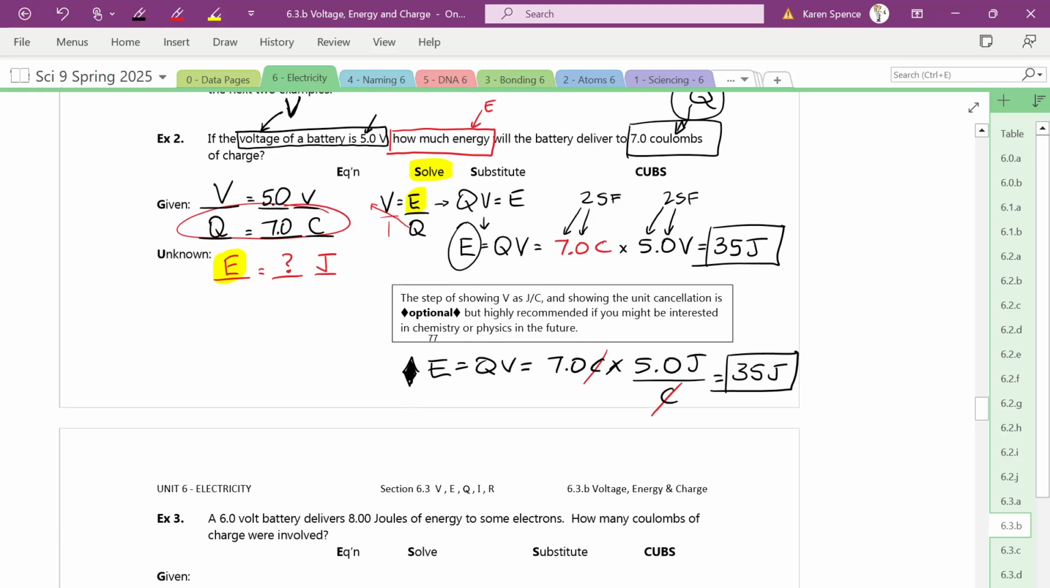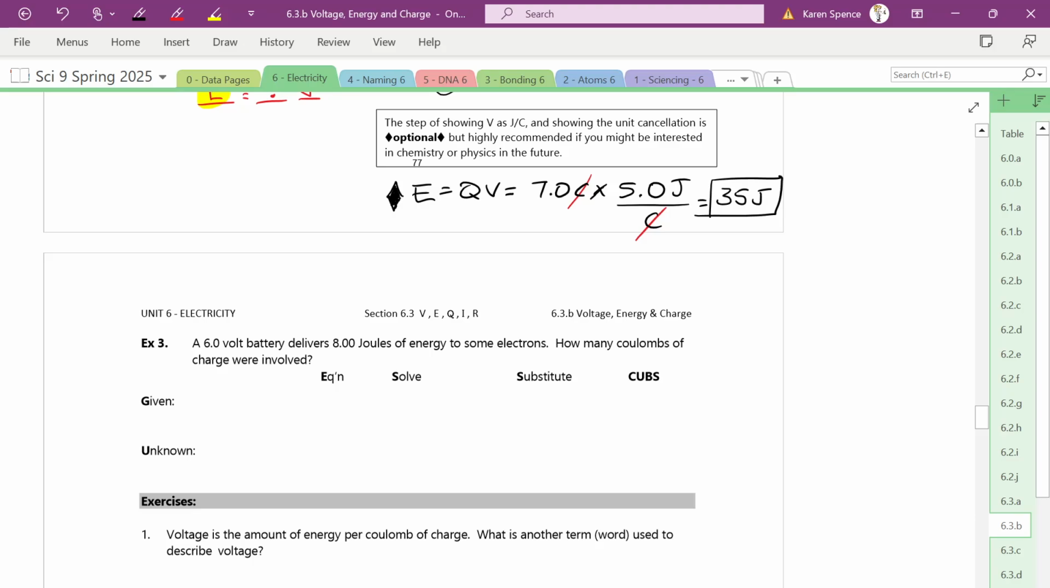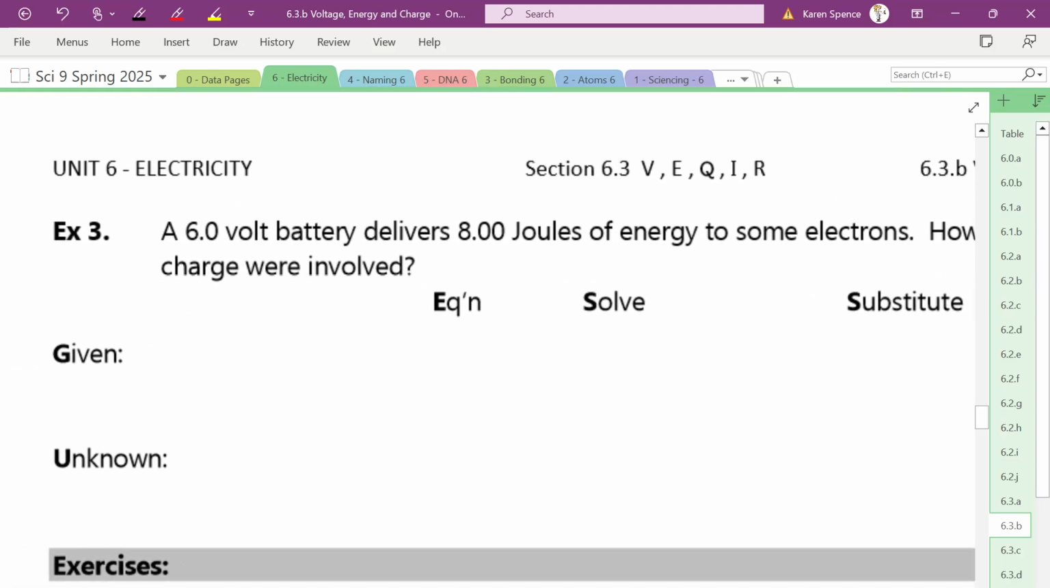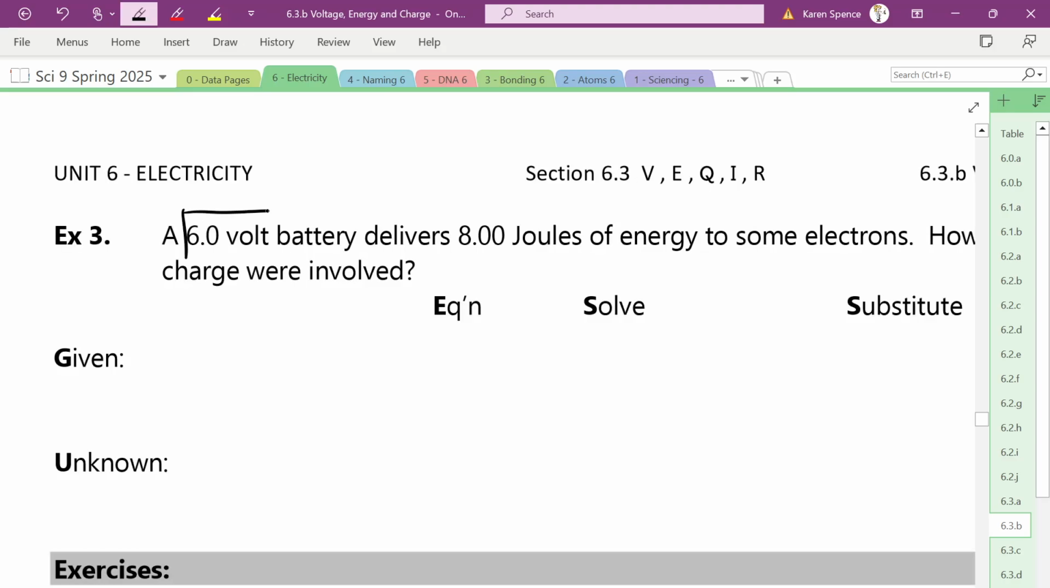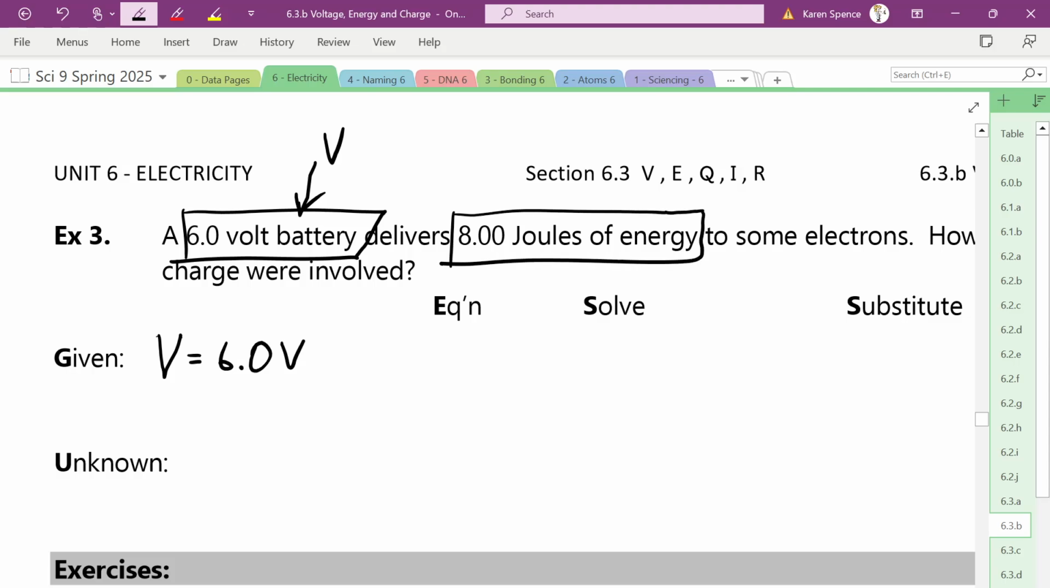Okay, one last example here. We have a 6-volt battery. That is a given quantity, and that's going to be voltage. So under my given, I can write voltage equals number, 6.0, and unit, V. I'm also given 8.00 joules of energy. So we have energy, E, equals our number, 8.00 joules, J.